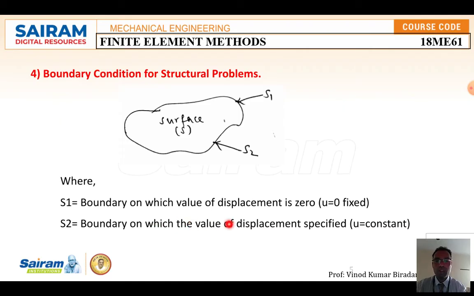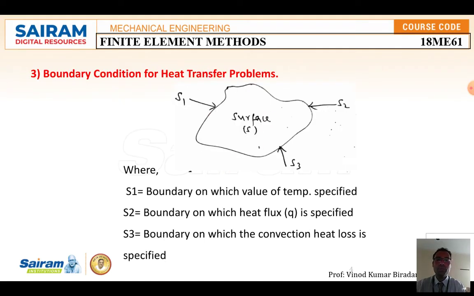And S2 is the boundary on which the value of the displacement is specified, u is equal to a constant. Sometimes they may give constant values. These are the 2 boundary conditions for a structural problem, whereas in the heat transfer problem there are 3: one is temperature, one is heat flux, and one is how the heat is lost.